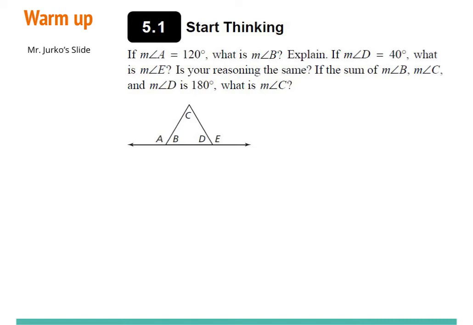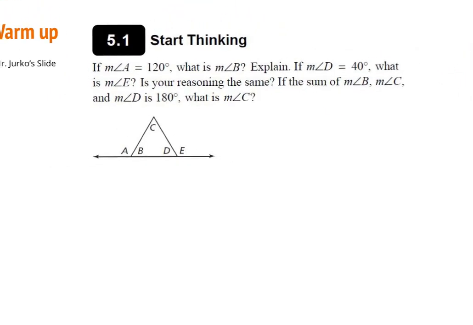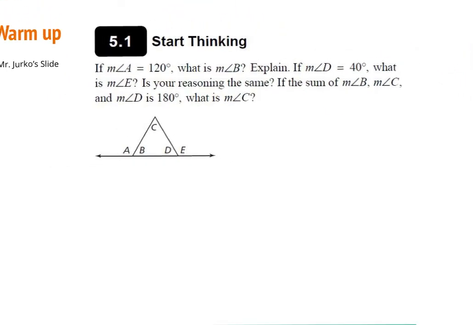Okay, so let's start with our warm-up. I want us to start thinking about triangles and what angles we can figure out. So our warm-up says if the measure of angle A is 120 degrees, let's go ahead and just fill that in. So this is 120 degrees. What is the measure of angle B? Well, if this is 120, we know that A and B combined must be 180. So this angle of B must be 60 degrees, because adding those two angles together needs to give us 180 degrees. And that's because A and B are supplementary.